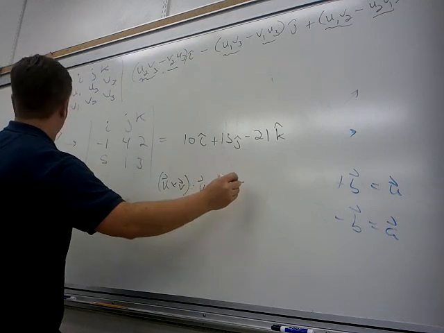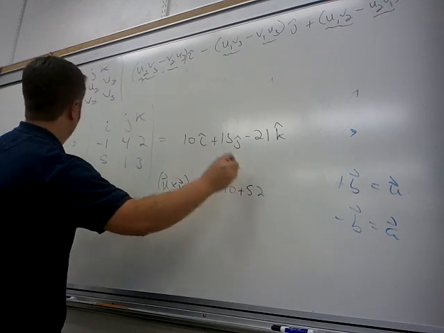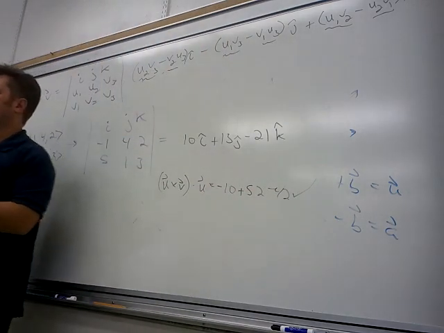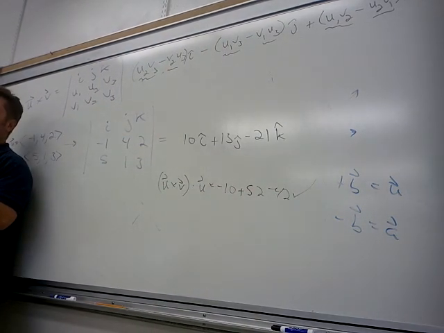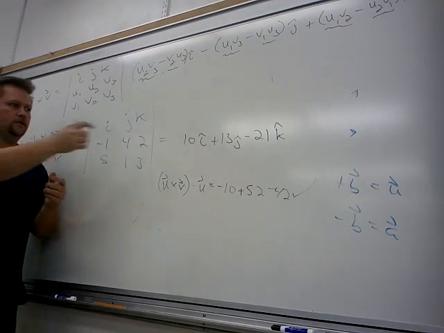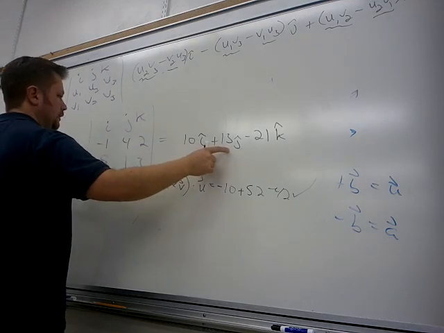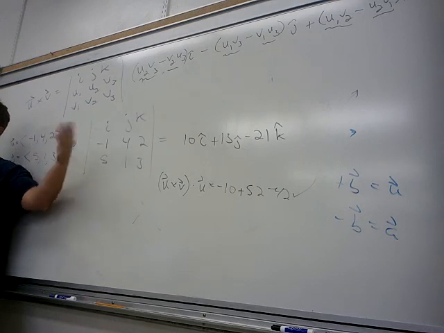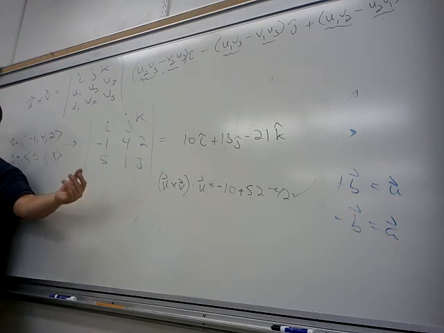What is that? 52. And then minus 42. Check. That's 0. Yay! You guys with me there? So I just took this and dotted it with that. The cross product's supposed to be orthogonal to both of these, so the dot product better come out to be 0.